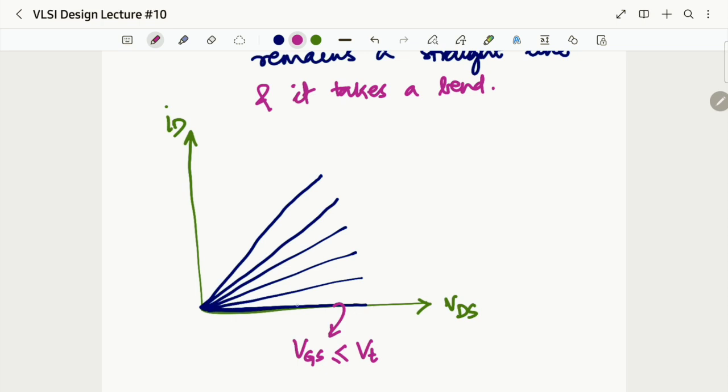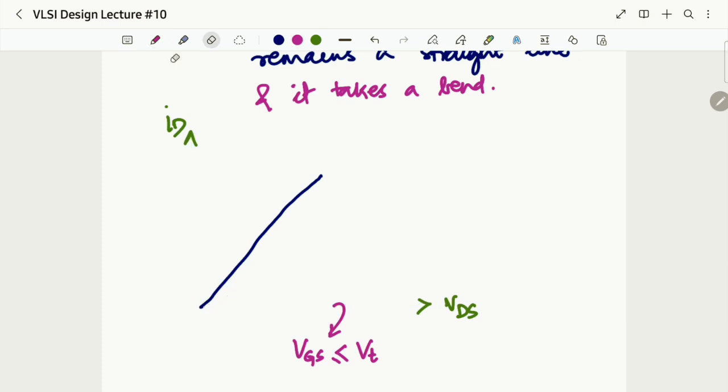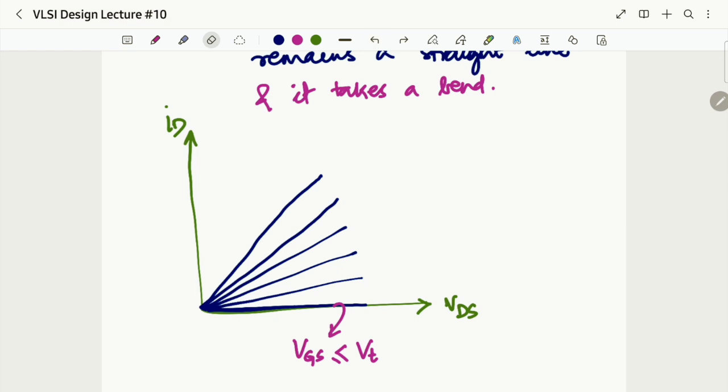See this blue line, the first line, is on the x-axis. That means the value on the y-axis will be what? 0. So at this point we have 0 current. When do we have that? When VGS is less than VT.